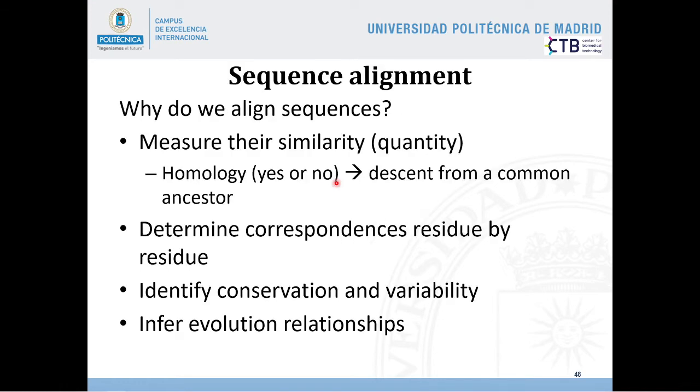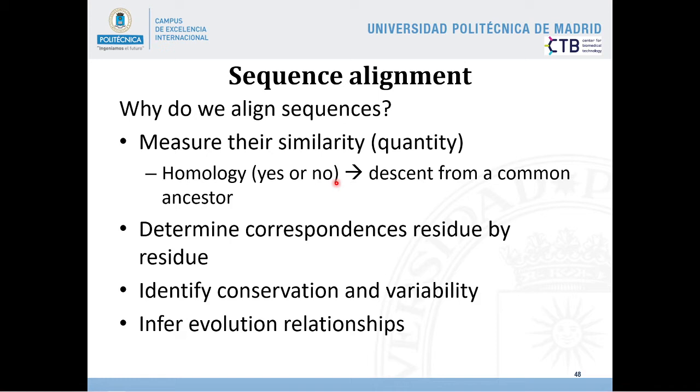So normally when we align two sequences and they have a high similarity, it is because they are homologous. What it means is that they have a common ancestor. Okay, a speciation event occurred and they no longer are the same species, but in the past they were.